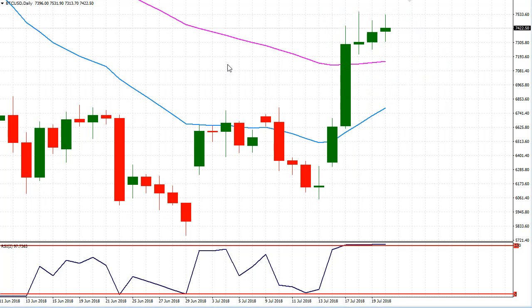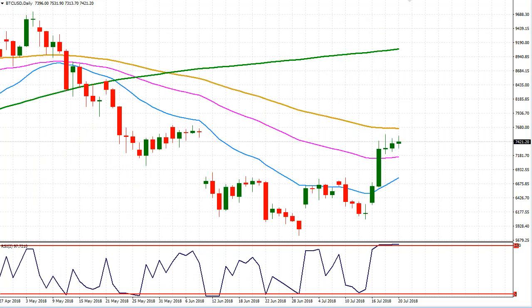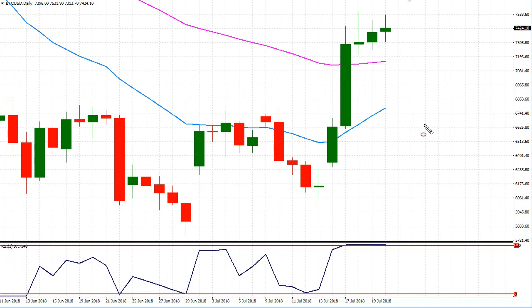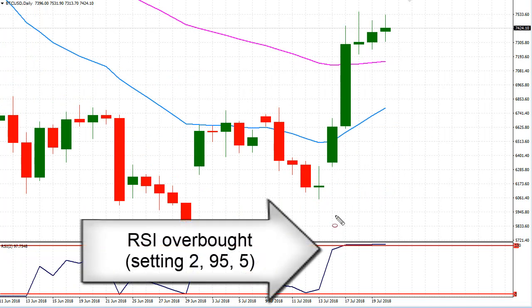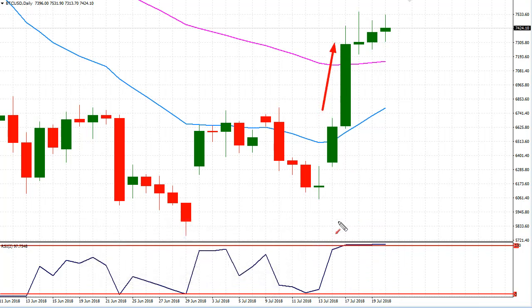Now, here's an interesting situation I want to bring to your attention. If we just focus on that chart there, you will notice that Bitcoin went into its RSI overbought zone right there. So when Bitcoin had this massive, incredible rally here, it became overbought on the RSI. The setting here on the RSI is a setting of 2 and 95.5 on the overbought, oversold levels. And I find this to be very helpful and very useful, as I'll explain to you in just a few moments.